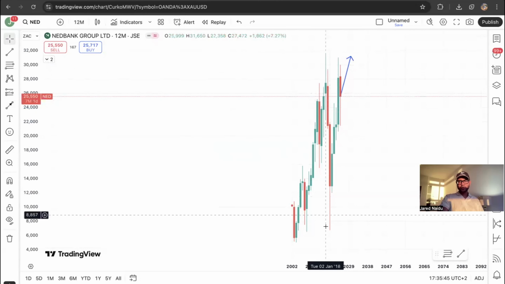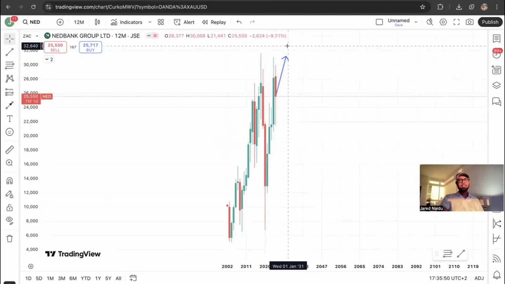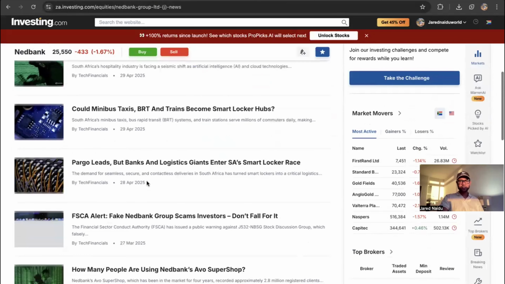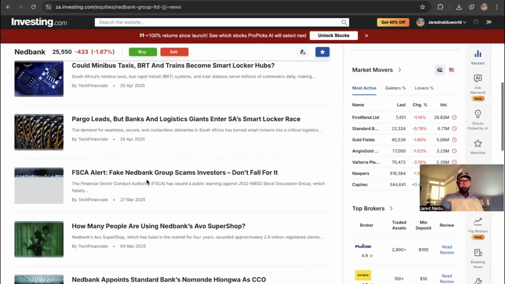It grabbed a bunch of liquidity in 2020. Well, took a lot of people in the market, and I think it'll continue to fly up. So I think I've addressed the basics of buying South African stocks, what to look for in South African stocks.